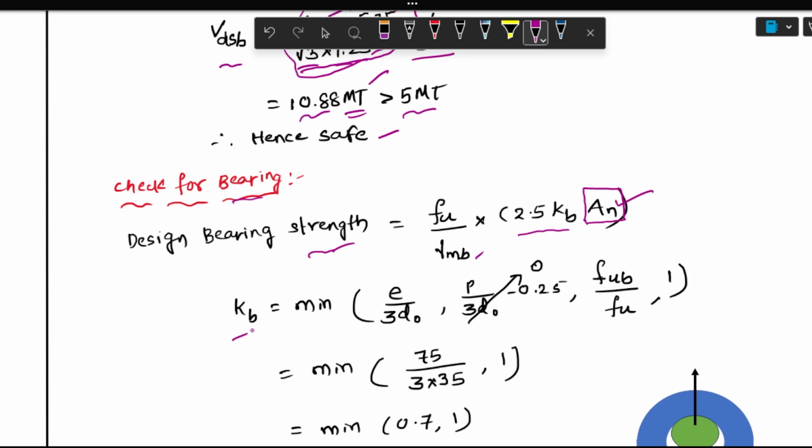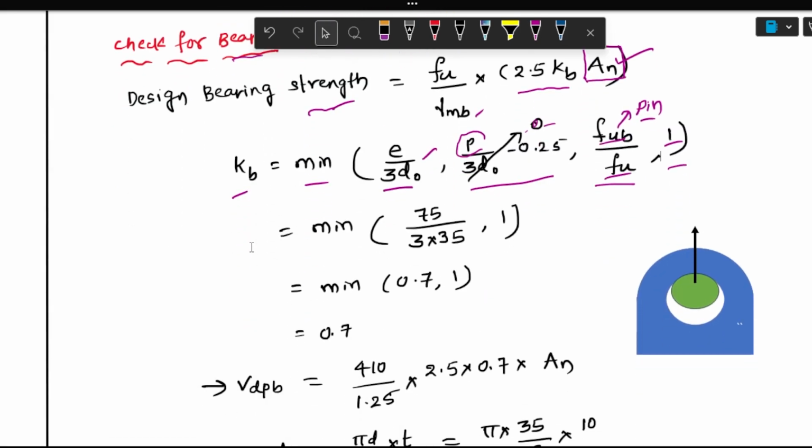Next, Kb is the factor which is the minimum of e by 3d naught, p by 3d naught minus 0.25, fub by fu, and 1. The pitch is not there in case of this lug plate, so I am directly taking it as 0, it is not considered, and e by 3d naught I am going to consider. In case of lug plate, fub is nothing but the pin grade, whereas in case of bolt we consider the bolt grade. Fu is nothing but the grade of the plate, and 1 you know.